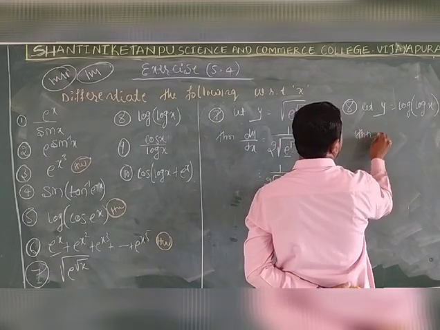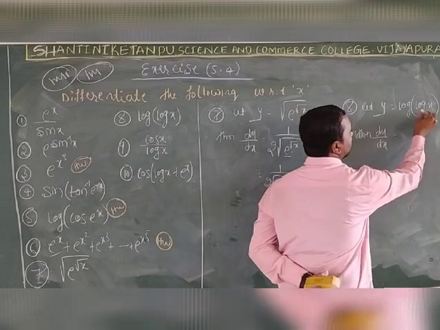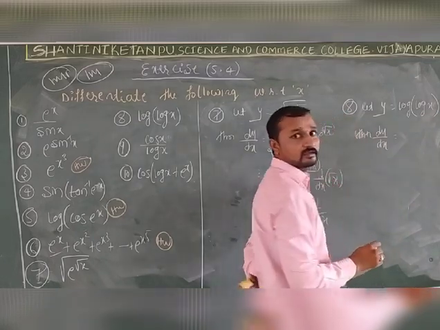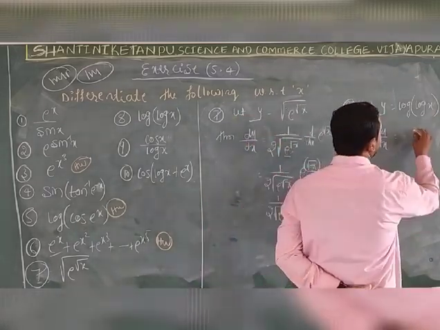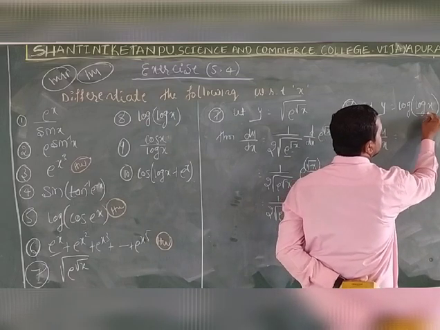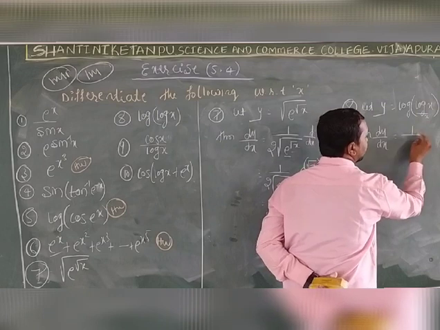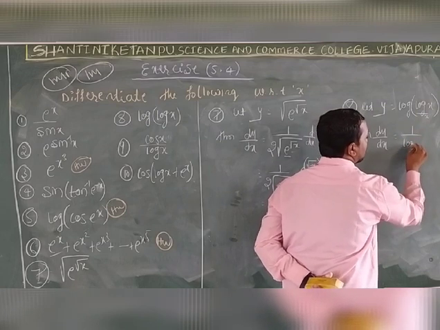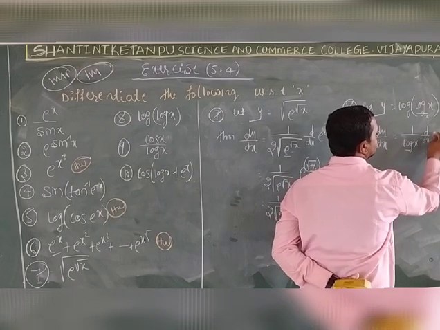Okay. Then the last, the eighth example is, let us consider this one. Then dy by dx is equal to, this is of the form log x. What is the derivative of log x? The derivative of log x is 1 divided by x. For the derivative of log, this function should be x. What is your x? log x. Instead of x, what is there? d by dx of log x.